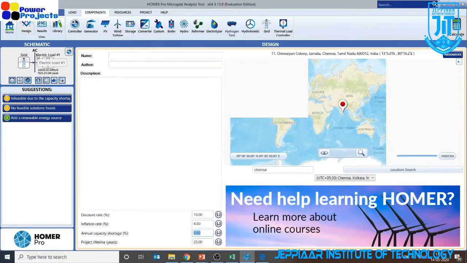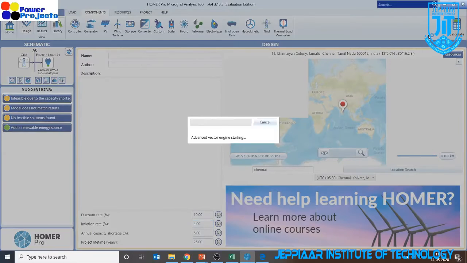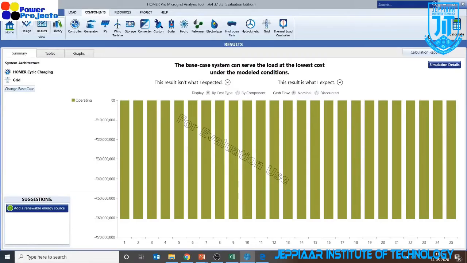So now let me make the annual capacity shortage 5%. That means 5% of the time I will accept the energy shortage or the non-availability of the grid. Then let me simulate this. By the time we will get the results. Here you can see, yes, we got the results.